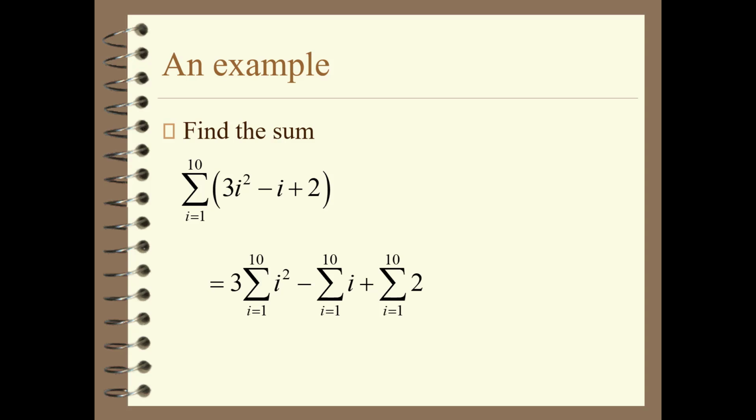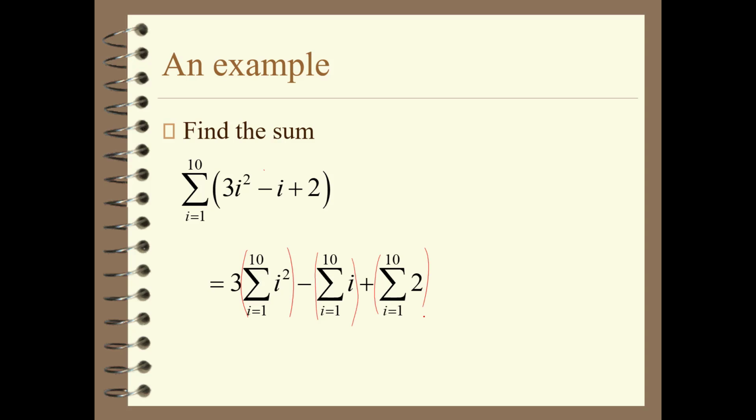But we have a formula for the summation as i goes from 1 to 10 of i squared. So we have this one right here. And I have a formula for the sum as i goes from 1 to 10 of i. So I have a formula for that one too. And this is the summation of a constant. I have a formula for that also.